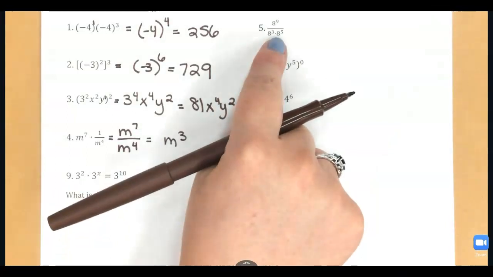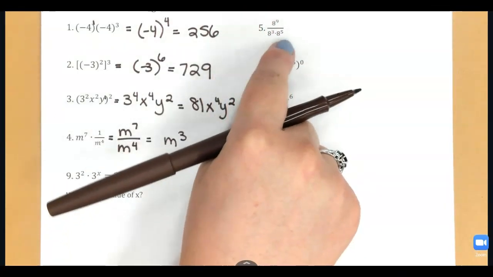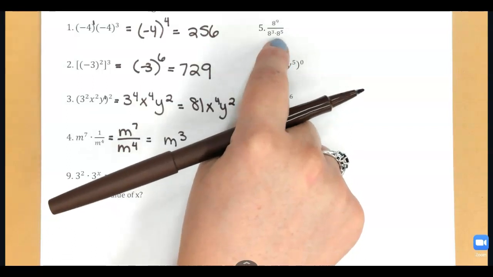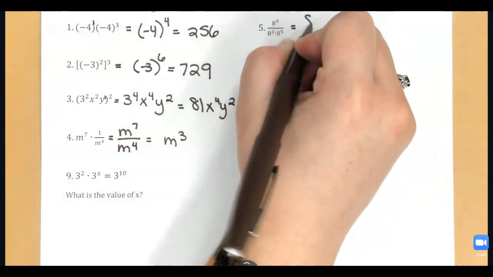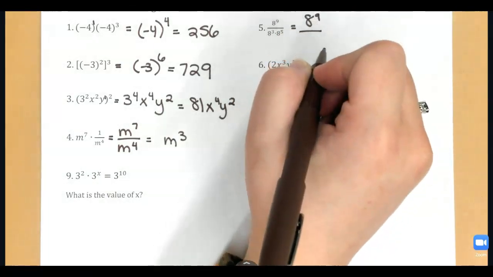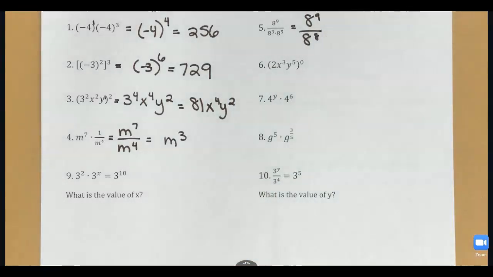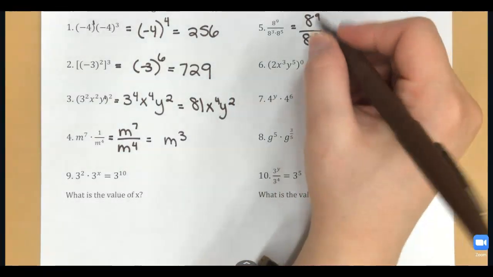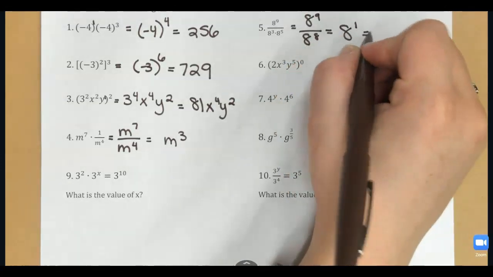Okay, moving on over here to number 5, I've got a couple different things going on here. First thing I want to do is simplify in my denominator. I have my product rule here, so I'm going to add my exponents. So I have 8 to the 9th divided by 3 plus 5 is 8. Now I need to use my quotient rule, so I'm going to subtract my exponents, and I'm just going to get 8 to the 1st power, which is 8.